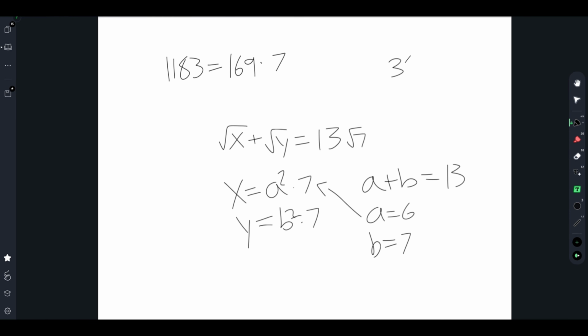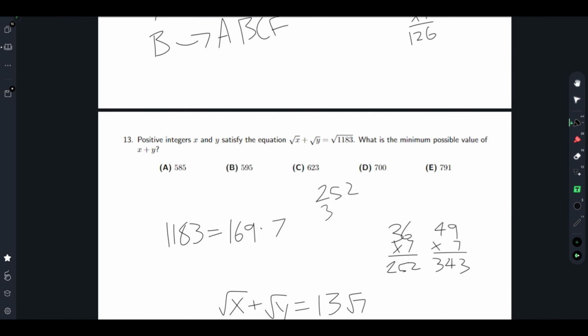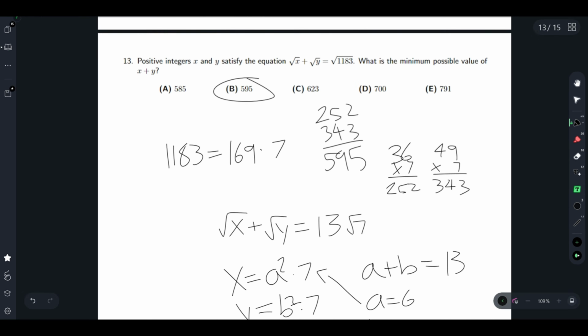Multiplying it in, we get 36 times 7 is 252, and 49 times 7 is 343. Adding it up, 252 plus 343, we get 595, B.